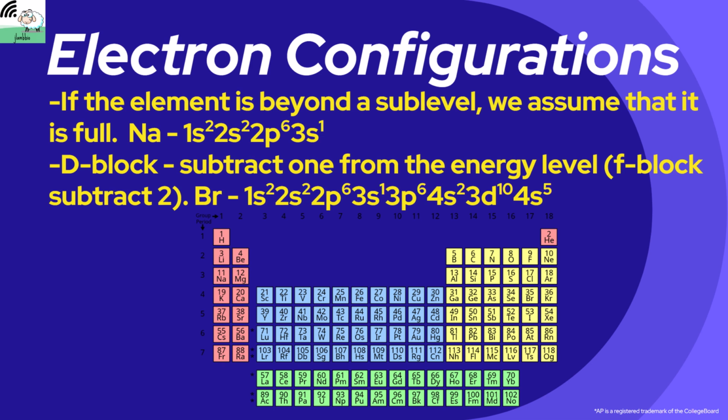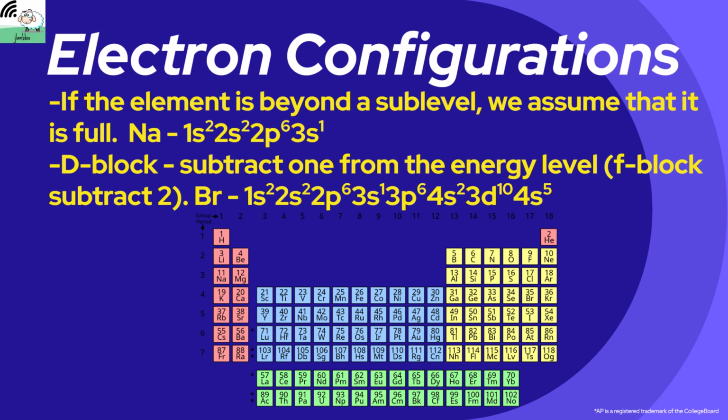A good little hint here is that if it is a neutral atom, the number of electrons, the exponents in your electron configuration should add up to equal the total number of electrons in your atom, or add up to your atomic number. You can look at it either way. Now, if it's an ion, it's a little bit different story because they have gained or lost electrons. D block, however, is a little bit different. We are going to subtract 1 from the energy level, and for F block you subtract 2.